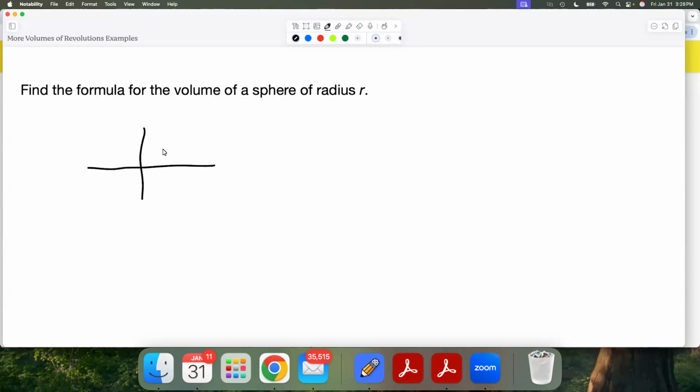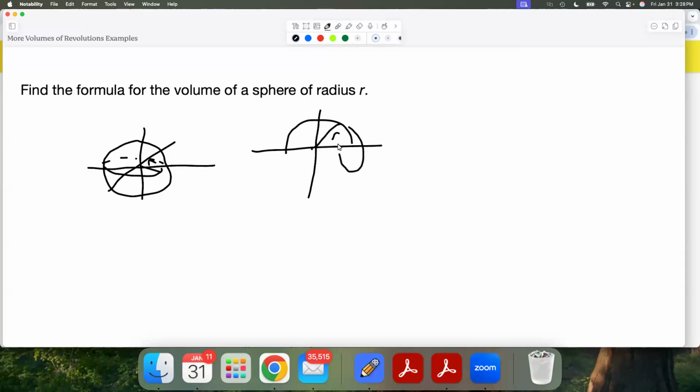So I can pick my picture anywhere I want. I'm going to draw here at the origin some sphere of radius r. How could we generate that? Well, one way might be to take a circle of radius r and rotate it around the x-axis. That could work. Okay. So what's a circle of radius r? Or the upper half of a circle, so the top of a circle of radius r.